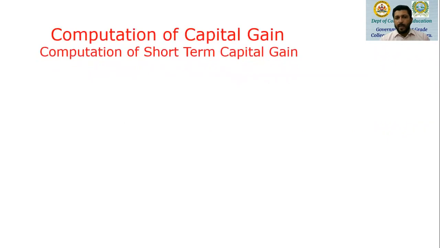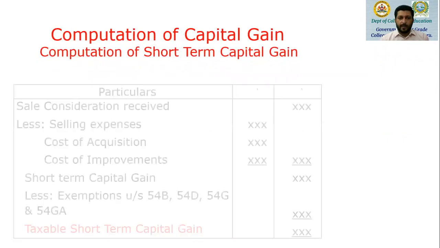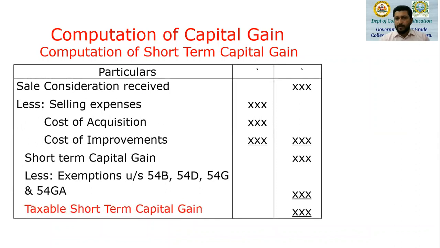So computation of capital gain, and in that, computation of short-term capital gain. We have this particular format. Whenever an asset is transferred, the sale consideration is received. So that is going to be the starting point as far as the format is concerned. Then from the sale consideration, we are supposed to deduct selling expenses, the cost of acquisition of that asset, and any cost of improvements if incurred. So selling expenses, cost of acquisition and cost of improvement, put together, will be deducted from sale consideration to arrive at what is called short-term capital gain.